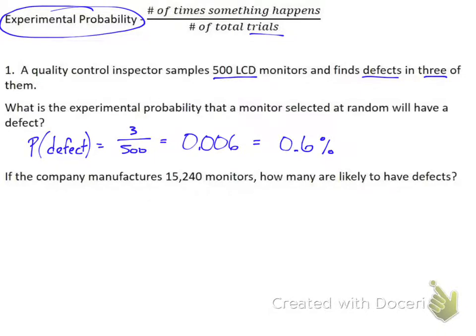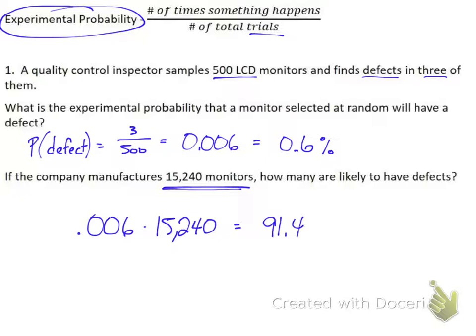And so what I want to do is apply that probability to figure out, of all these monitors, how many are likely to have a defect. So I can go 0.006, multiplied by the number of monitors, which was 15,240. I do that times 15,240, get 91.44, so about 91 monitors will have a defect.